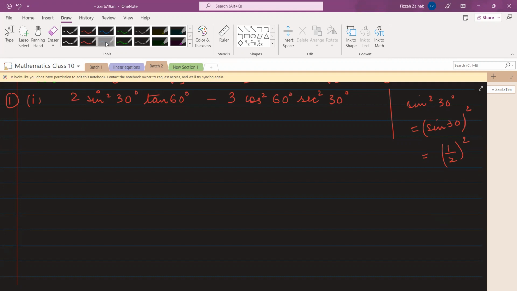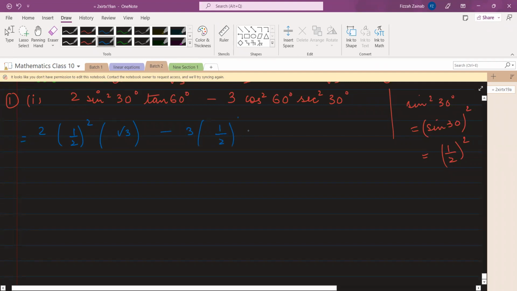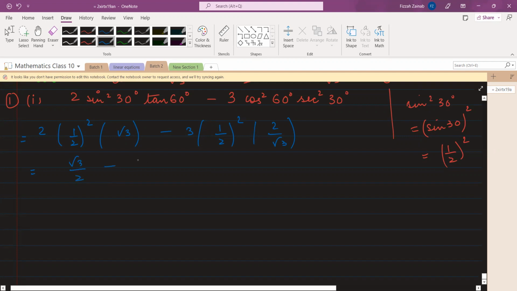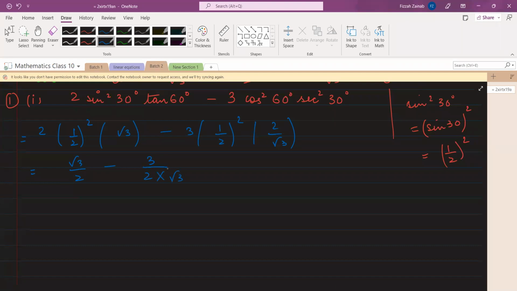Okay, let us do it. So 2 into sine 30 is half, so half whole square. Tan 60 is under root 3. Minus 3. Cos 60 is half, whole square. Sec 30: cos 30 is root 3 by 2, so it will be 2 by root 3, right? Okay. So 1, 2 will cancel out. So it will be under root 3 by 2 minus. Here also 1, 3 will cancel out. 1, 2 will cancel out. So you have 3 by 2 into under root 3. Is that clear?